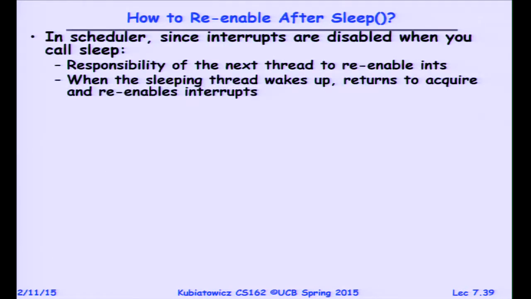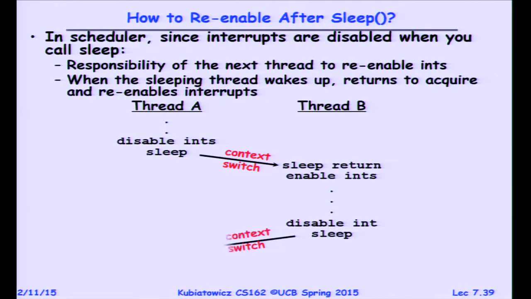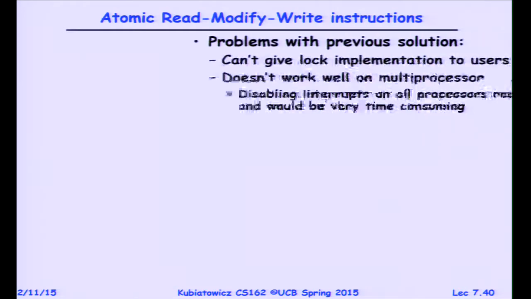Now, in the scheduler, basically, interrupts are typically disabled, and so you can deal with the sleep there, and so this is what really happens. Okay? We disable the interrupts, we go to sleep, we context switch to somebody else who in the process of waking up re-enables interrupts and goes through. Okay? So this is actually how we handle that particular little issue in the scheduler.